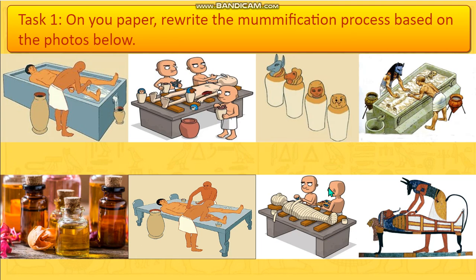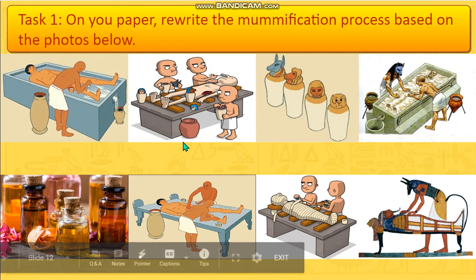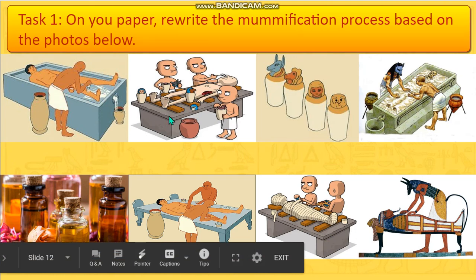Alright, so that concludes our lesson for today. Okay, so here's your task that you need to submit on Edmodo. On your paper, you need to rewrite the mummification process based on the photos below. So here's number 1, 2, 3, 4, 5, 6, 7, and 8.